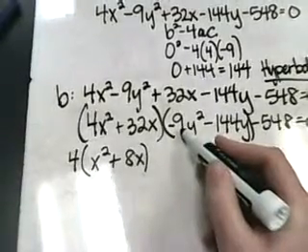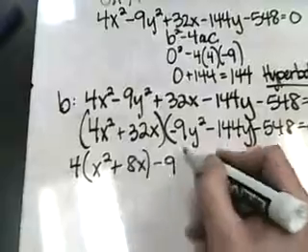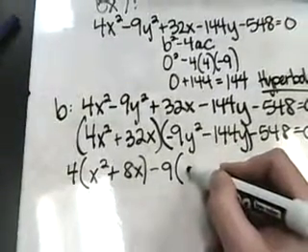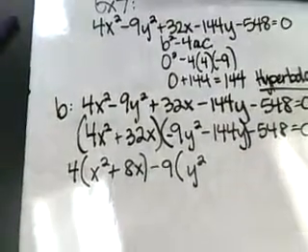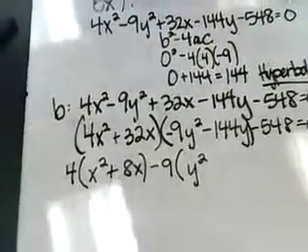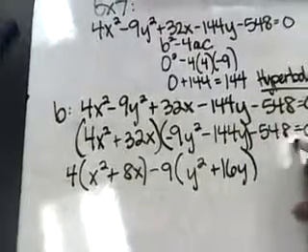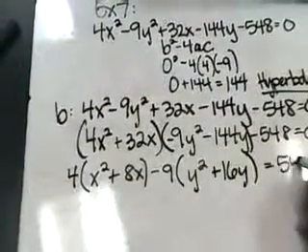And to get a leading coefficient here, notice I grouped the negative. I want to take out a negative 9. That gives me y squared plus 16. And then I'm moving that constant to the other side.